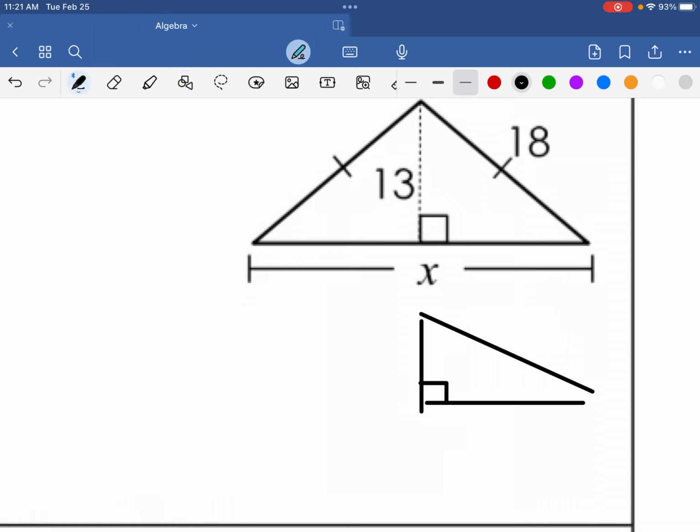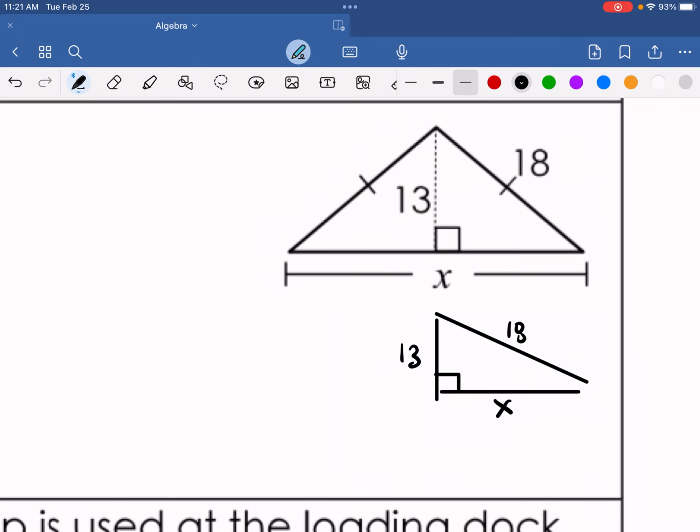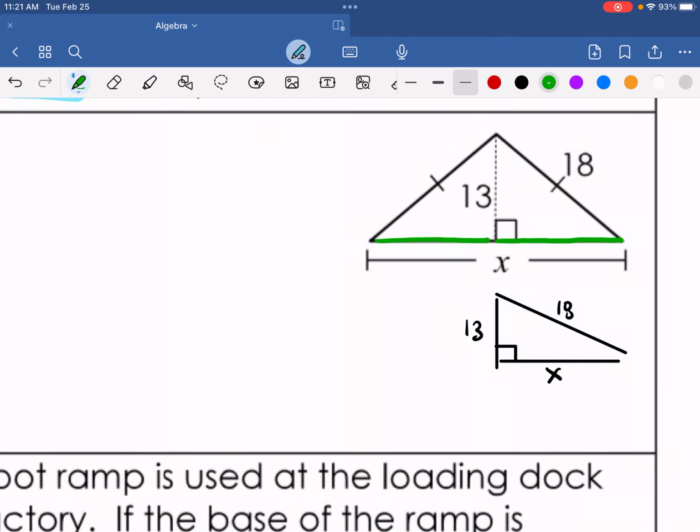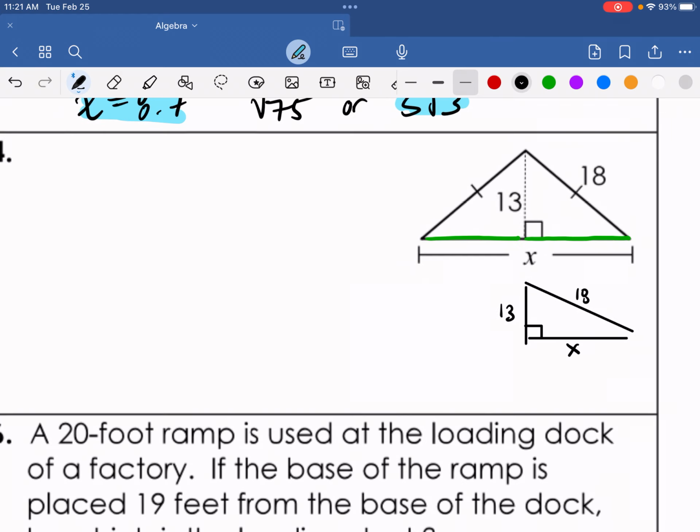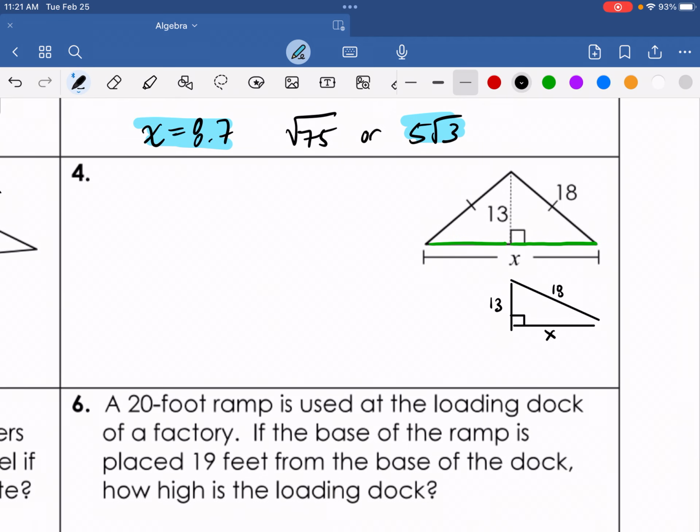If you write out your numbers, this is 13, this is 18, and we're missing the bottom. So what you're doing is you're finding how long it is from here to here, and then you're gonna have to double it. It's gonna turn into 2 pieces. So when you do that, again, square them all, and add 13 and x, and then do your math.